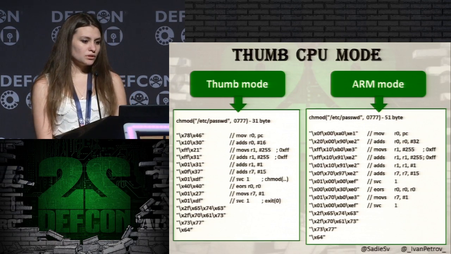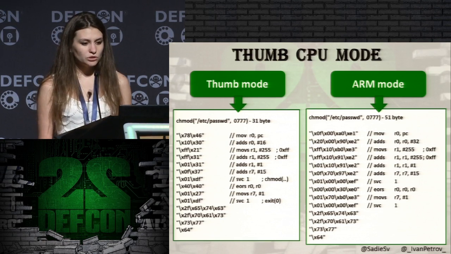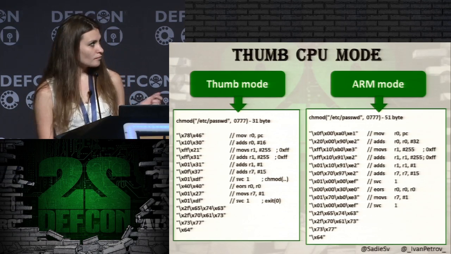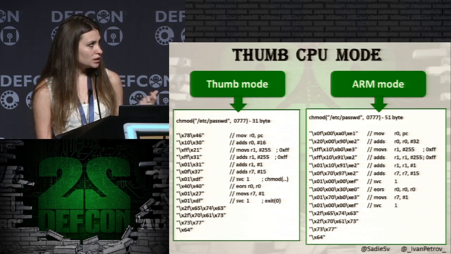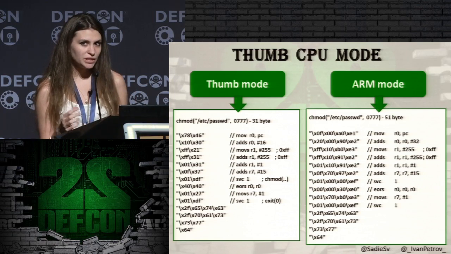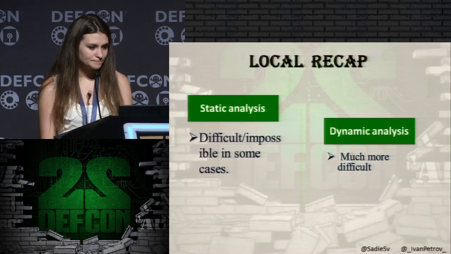Here is an example of Thumb CPU mode and ARM CPU mode. It's the same piece of code, so we can see that in some mode we can again compress our binaries and we have some free space to do everything else.